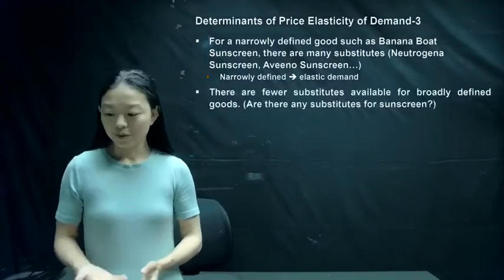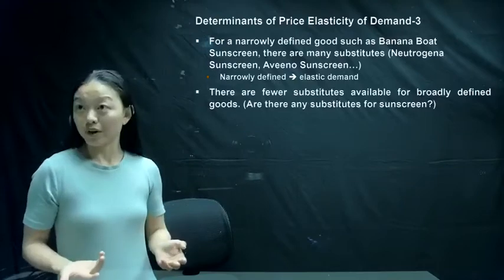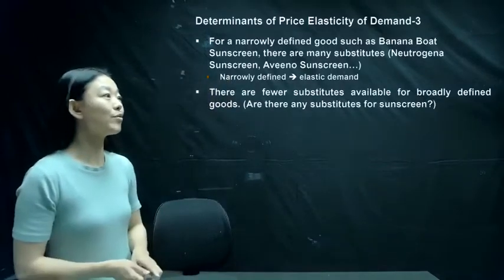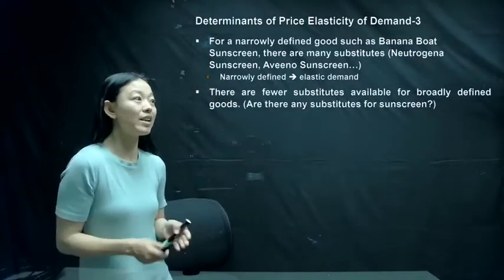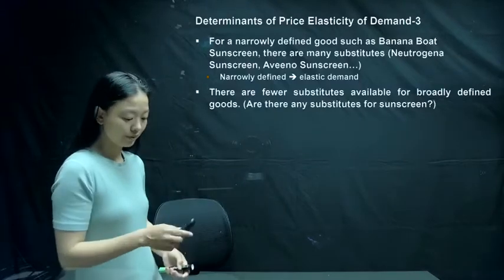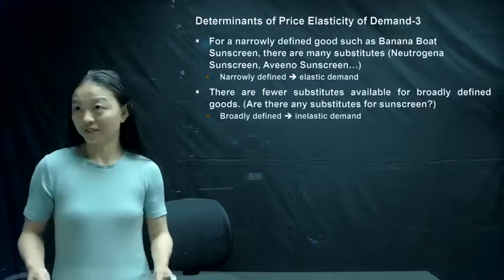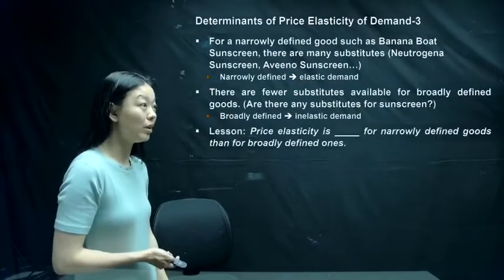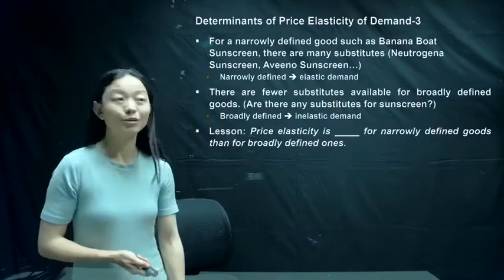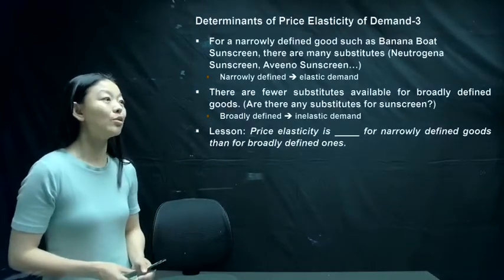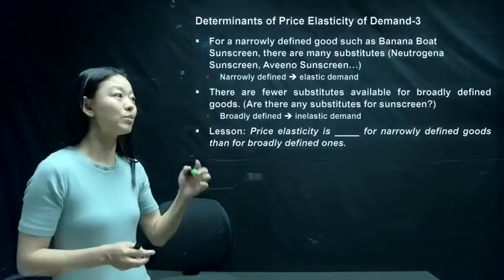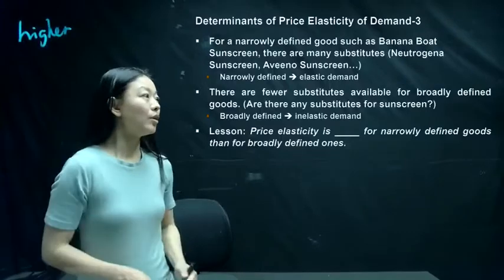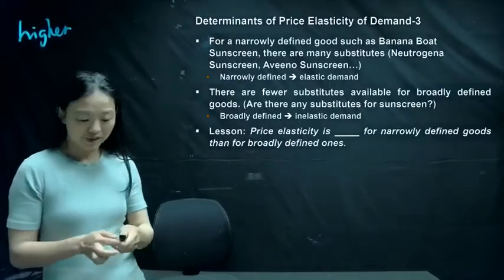So here we would like to say sunscreen is a broadly defined product, right? For sunscreen, there are very few substitutes available for broadly defined products. Therefore, broadly defined means very inelastic demand. Okay, so the lesson we can learn from here is that price elasticity will be higher for narrowly defined goods rather than broadly defined ones. Okay, so price elasticity is higher for narrowly defined goods than for broadly defined goods.